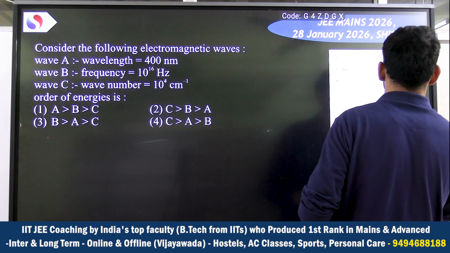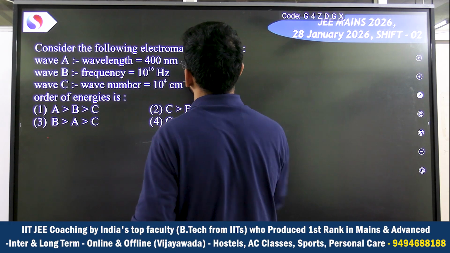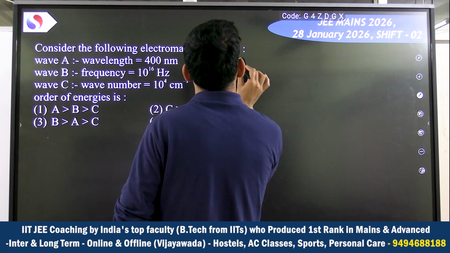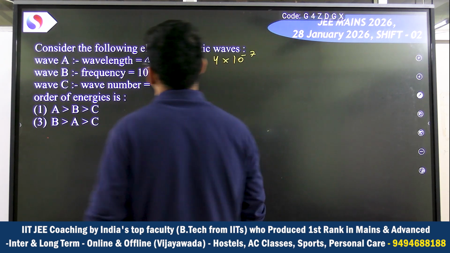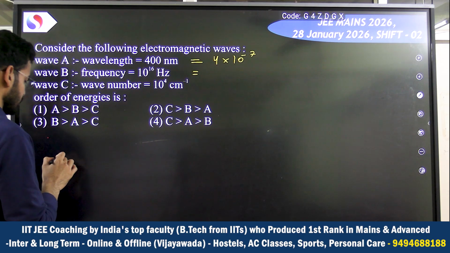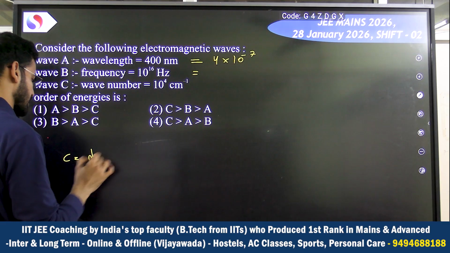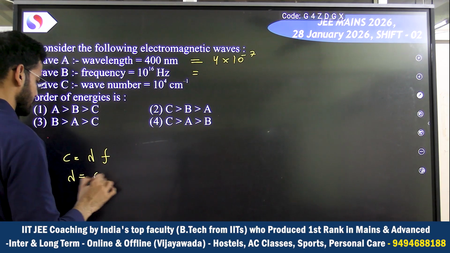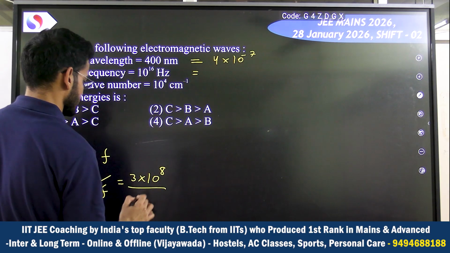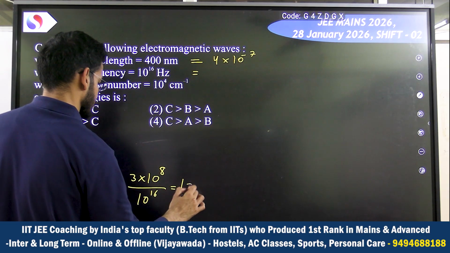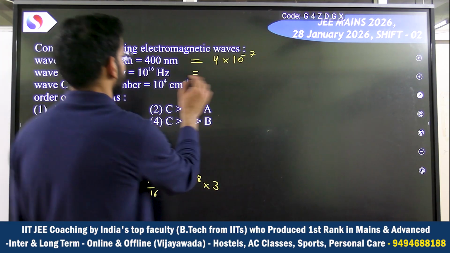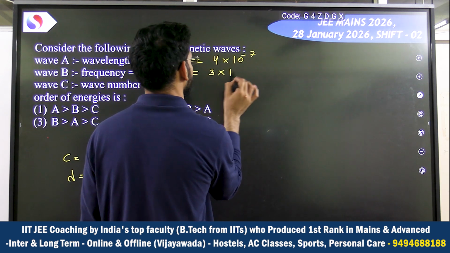So if I go for the lambda, what can I say? Here it is in nanometer, so you can say 400 into 10 to the power minus 9, that is 4 into 10 to the power minus 7. And this one is 10 to the power 16 hertz frequency. So how will you calculate the lambda? C equals lambda F, so lambda is C by F. C is 3 into 10 to the power 8, and frequency is 10 to the power 16. So lambda is 3 into 10 to the power minus 8.